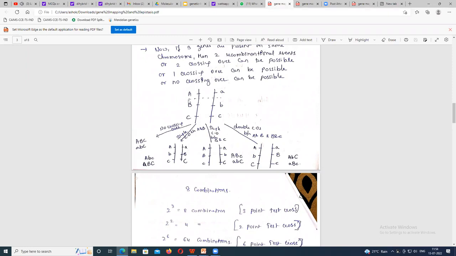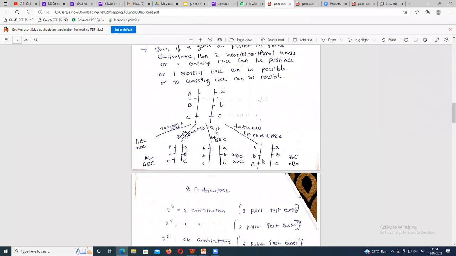If there is a double crossing over, first there is a crossing over here, so capital A, small b, small c will be there. Another crossing over occurs here. We are talking about double crossovers: one crossing over at this place and another at this place. Capital A stays as it is, small b will be there. Again there is a crossing over at this point, so there will be an exchange, and after small b it will come to capital C: capital A, small b, capital C.